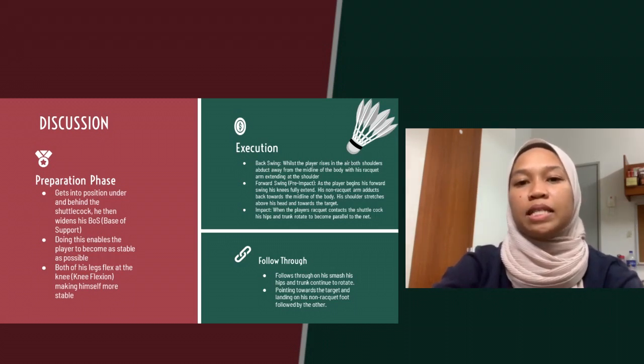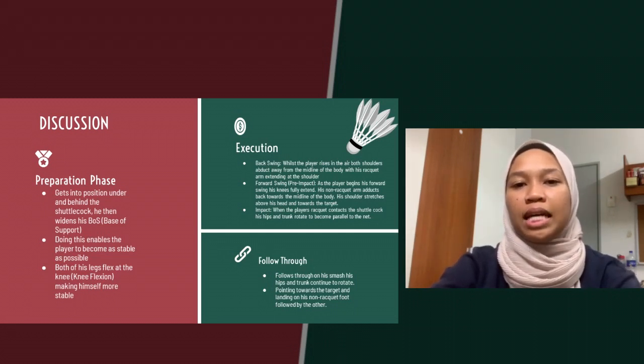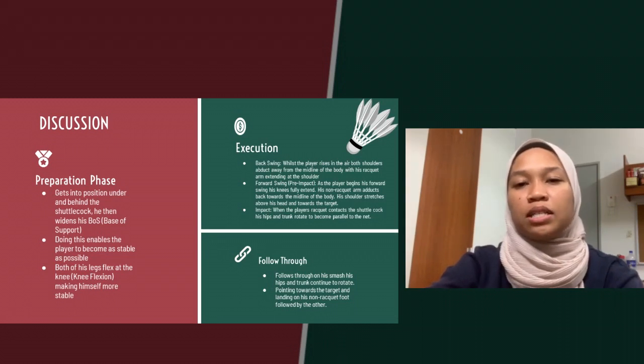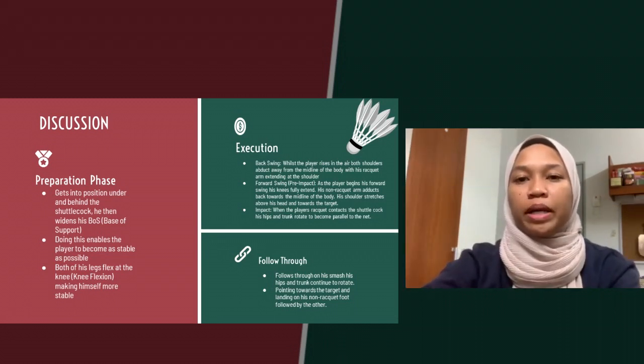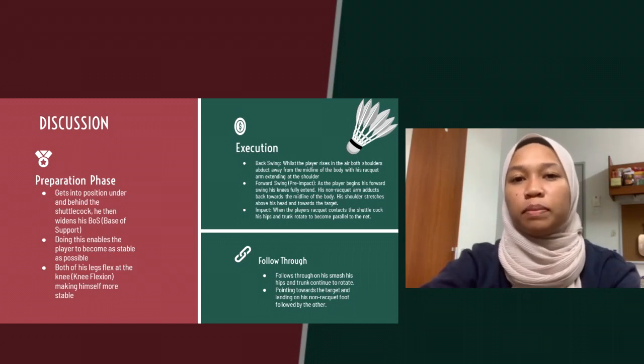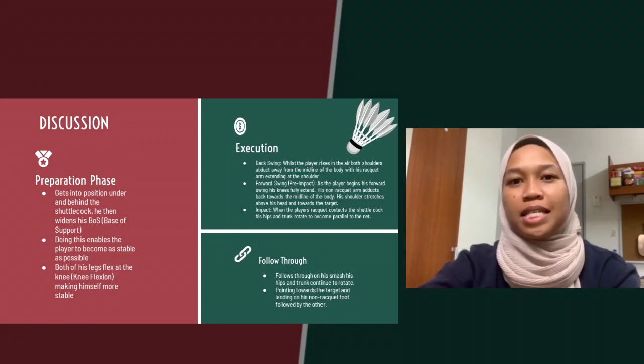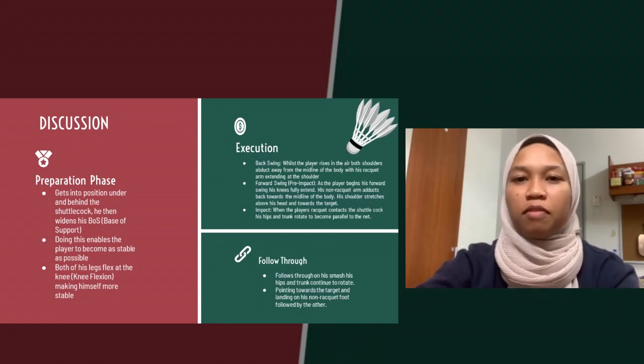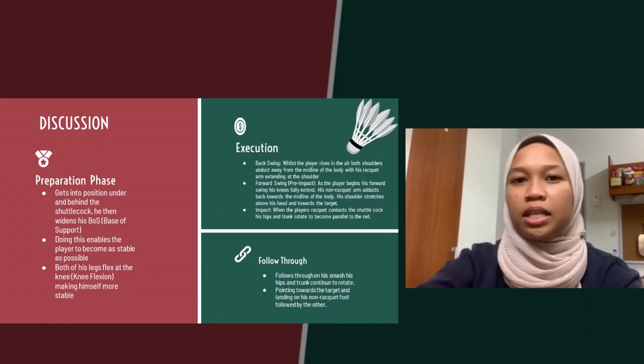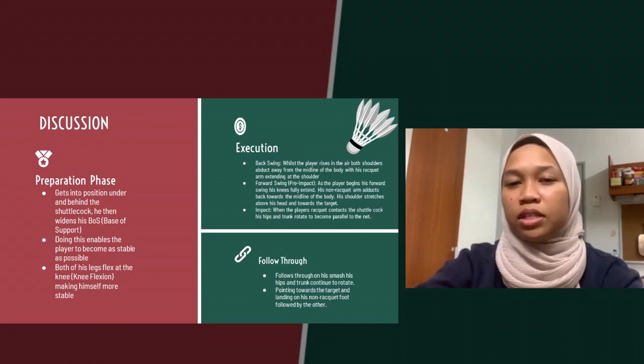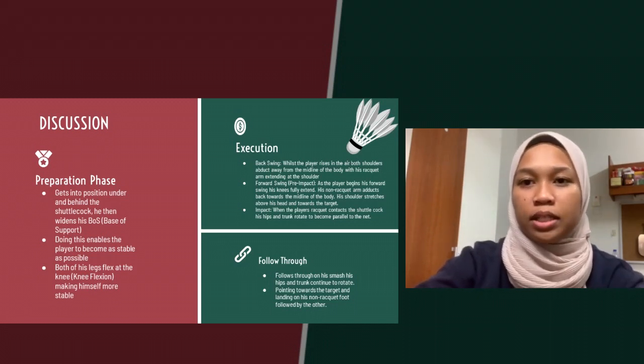Both of his legs flex at the knee, knee flexion, making him more stable since he is lowering his COG, center of gravity, as he drives up and forwards off his rear leg into the air. So, for the backswing in execution, whilst the player rises in the air, both shoulders abduct away from the midline of the body with his racket arm extending at the shoulder, shoulder extension, flexing at the elbow, elbow flexion, and his wrist cocked, wrist extension. His non-racket arm is pointed towards the shuttlecock at all times.